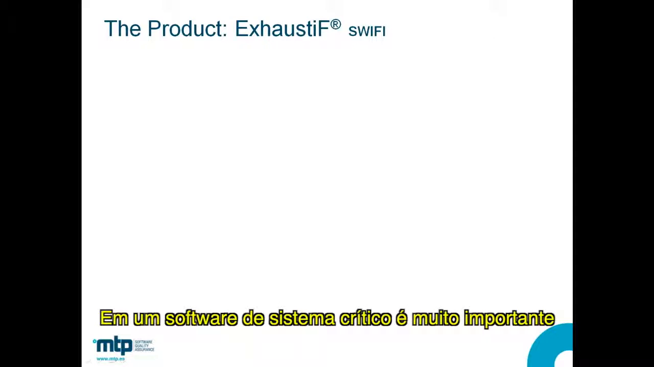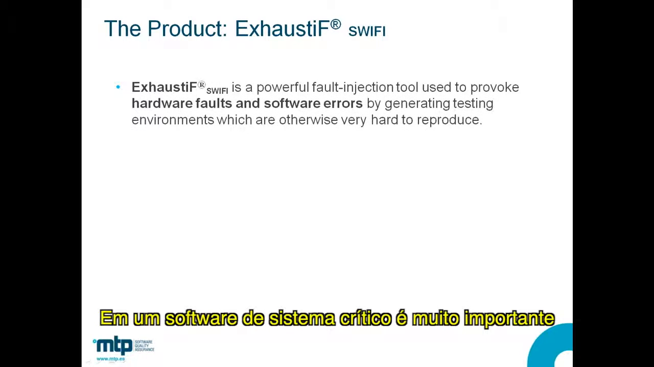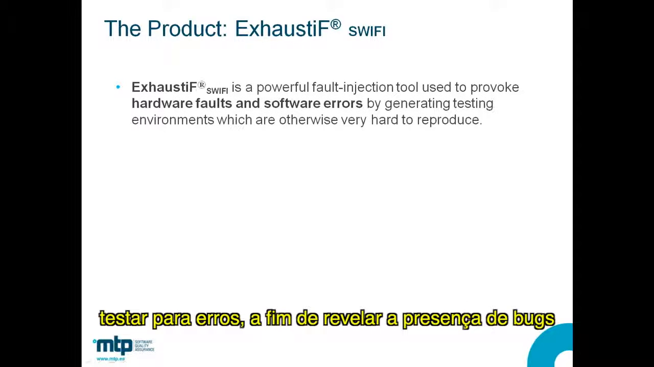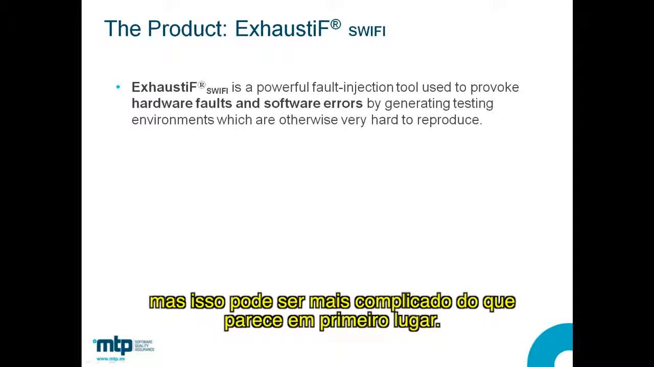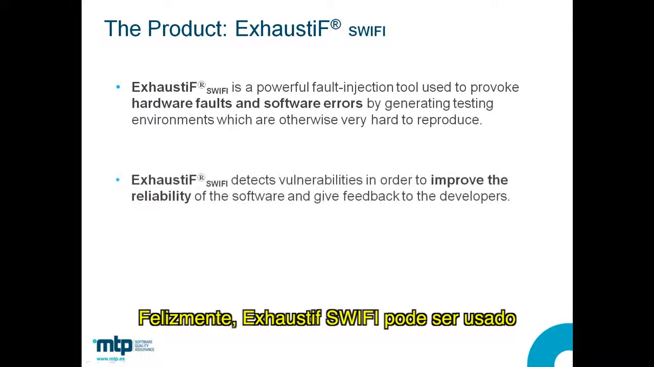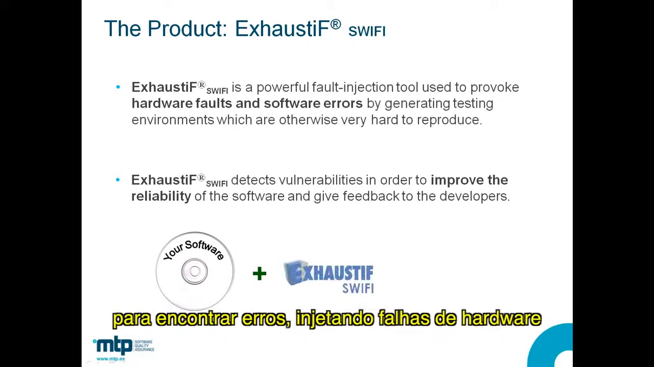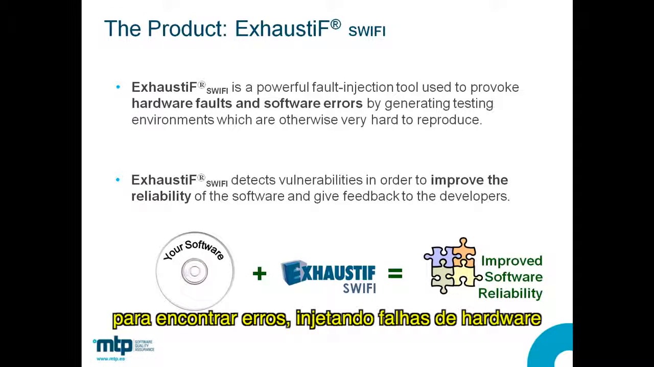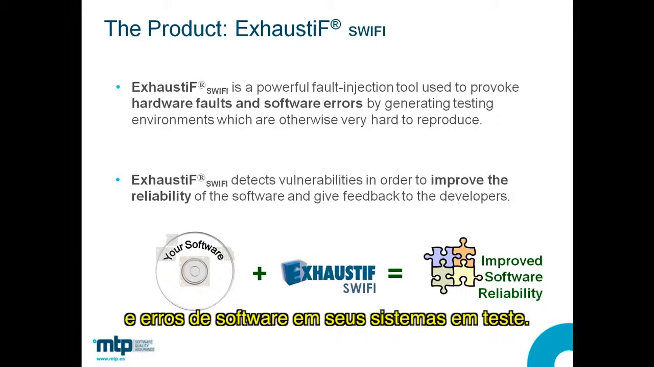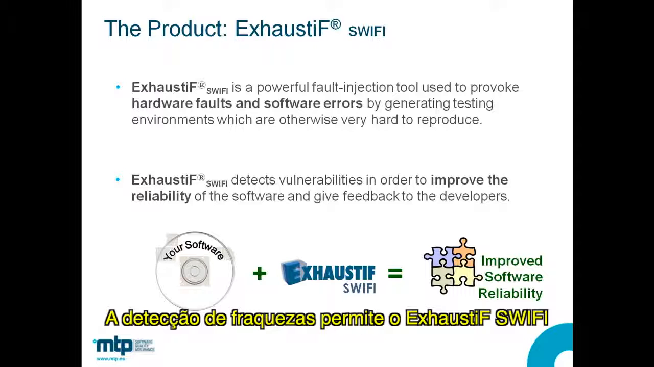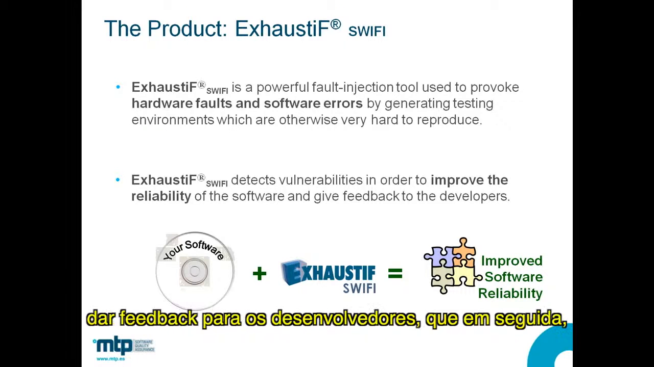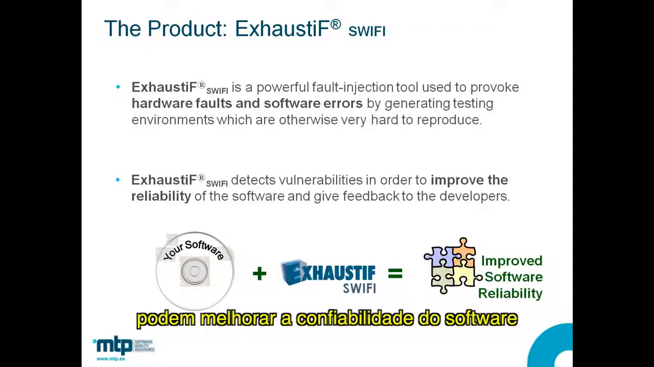In a critical software system, it is highly important to test for errors in order to reveal the presence of bugs, but this can be more complicated than it first appears. Fortunately, ExhaustiF SWIFI can be used to find these errors by injecting hardware faults and software errors in your systems under test. Detection of these weaknesses allows ExhaustiF SWIFI to give feedback to the developers, who can then improve the reliability of the software and correct any faults found.